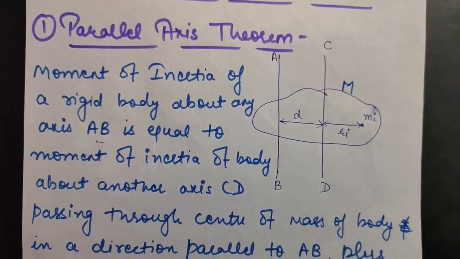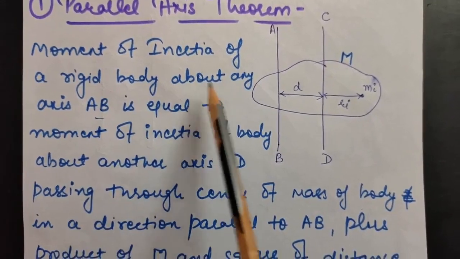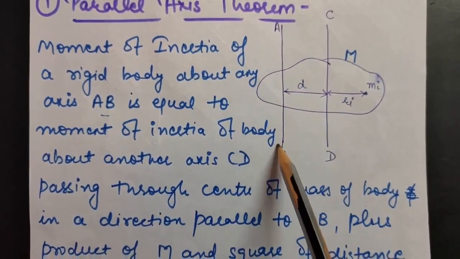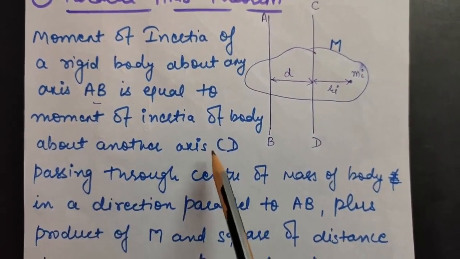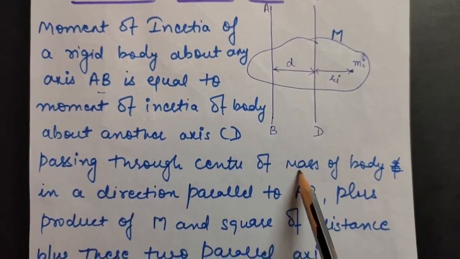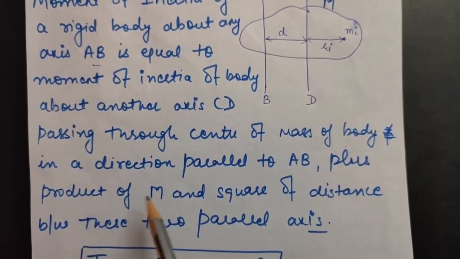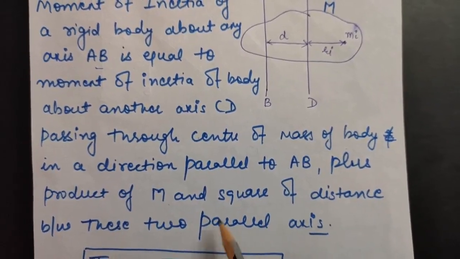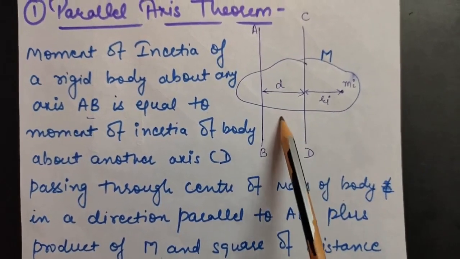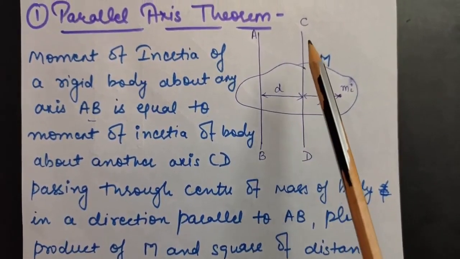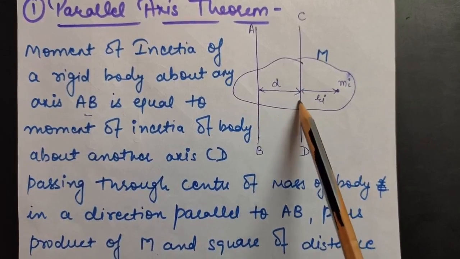Okay, now parallel axis theorem states moment of inertia of a rigid body about any axis AB, that is about this axis AB, is equal to moment of inertia of another body about another axis CD passing through center of mass of the body in a direction parallel to AB plus product of M and square of distance between these two parallel axes, that is moment of inertia about any axis AB from this diagram will be equal to moment of inertia of any axis CD which is parallel to AB and passing through the center of the mass of the body, as you can see here.